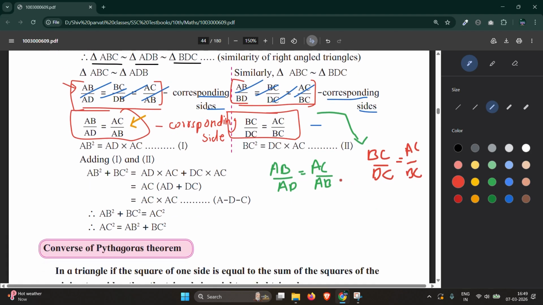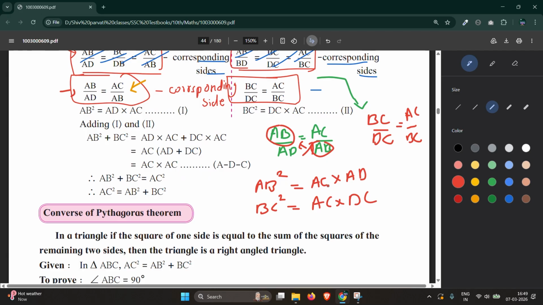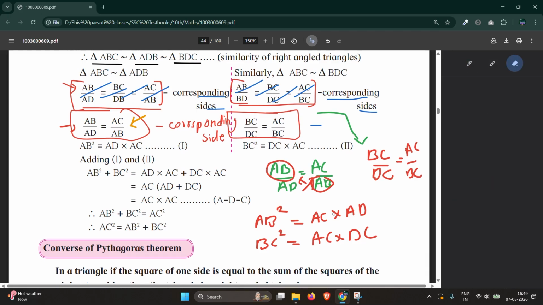Now what we do, we just cross multiply. So in this we have AB on both sides in this equation, right? So we get AB squared, which is equal to AC into AD. And over here what we get is BC squared equals AC into DC, right? So now what we do is, we just add both of these equations together. So let me just make some space over here.